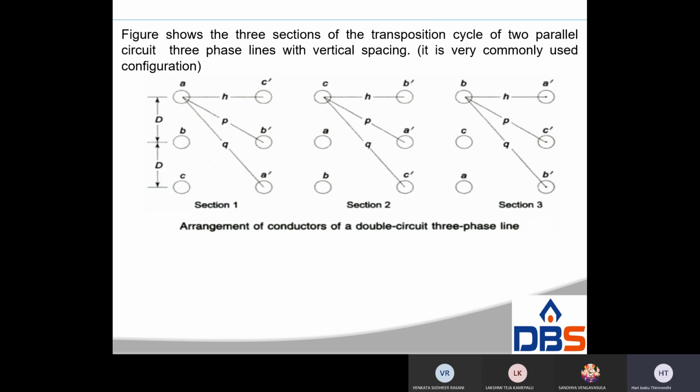Self GMD of AA dash is, first of all, the distance between AA, DAA. Next, DA to A dash, D A dash to A, D A dash A dash, whole power 1 by 4. Similarly, from B, self GMD of BB dash is DS2. So you can consider section B as DS2.